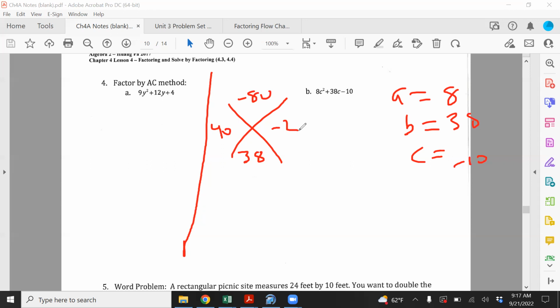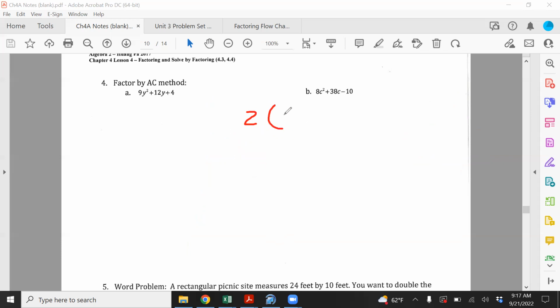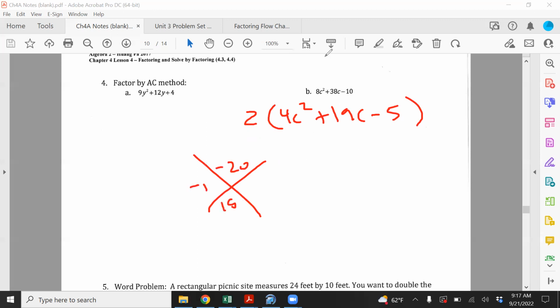Alex, go ahead. You are right, I should have done that. Alex, you should have just interrupted me. Okay, let's try again. Let's do negative 20 and 19. I know it's going to be negative 1 and 20. So we got that, that looks better.